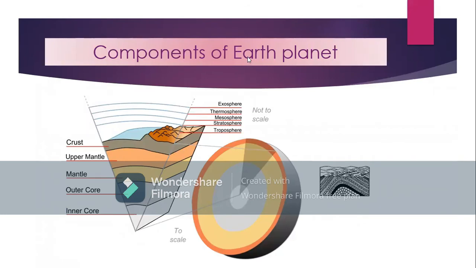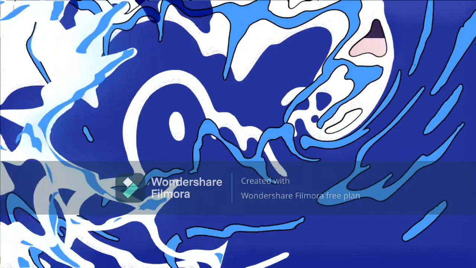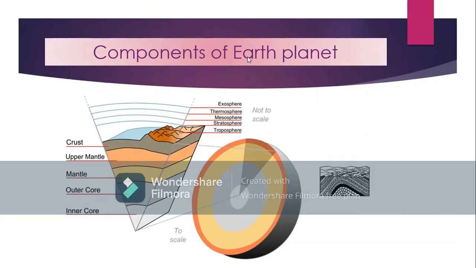Firstly, we will give feedback on the previous session. In the previous session we were talking about geology and the types of science of geology. But now we will, inshallah, talk about the components of the Earth planet. The Earth planet includes some types or parts. We will, inshallah, study each part in detail.